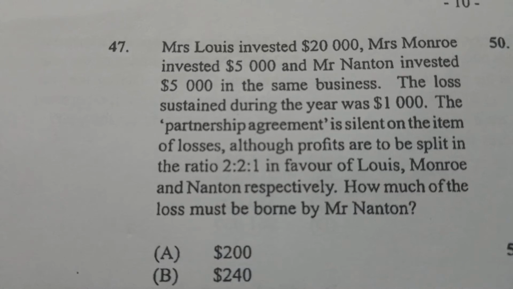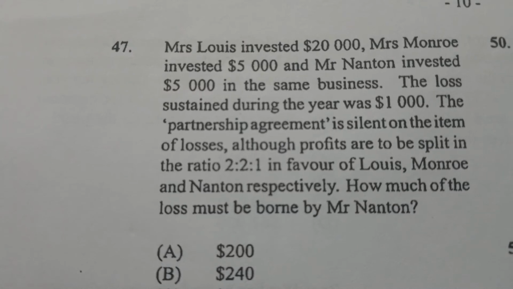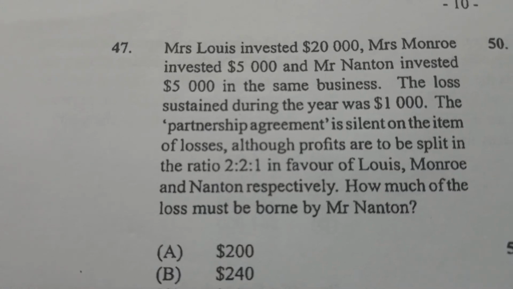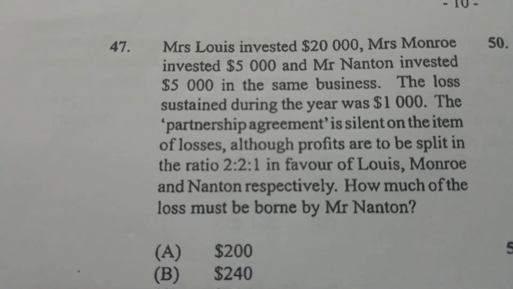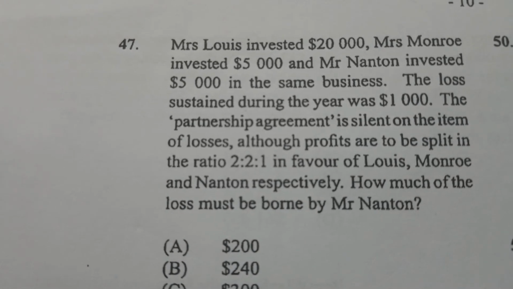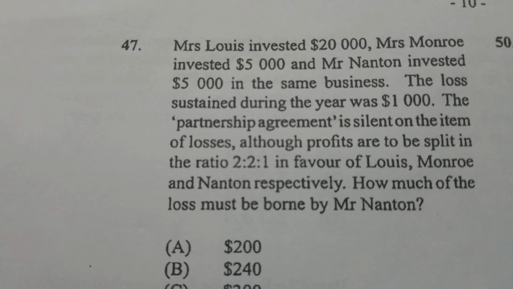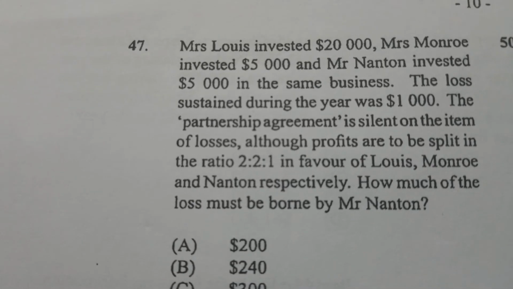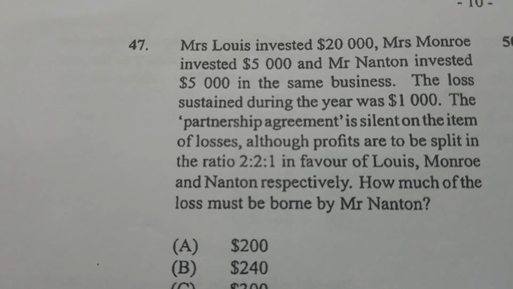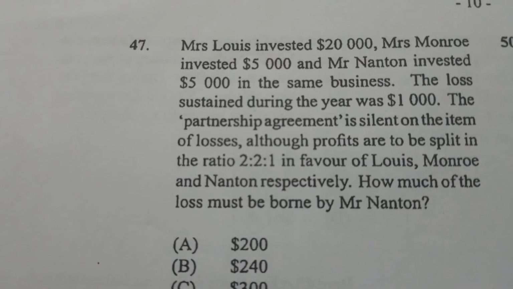Item 47 says Mrs. Lois invested $20,000. Mrs. Monroe invested $5,000, and Mr. Nathan, sorry, invested $5,000 in the same business. We're told that the loss sustained during the year was $1,000. The partnership agreement is silent on the matter of losses, although profits are to be split in the ratio of 2 to 2 to 1 in favor of Lois, Monroe, and Nathan, respectively.